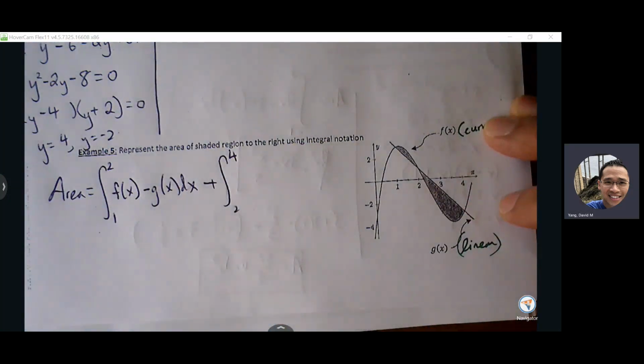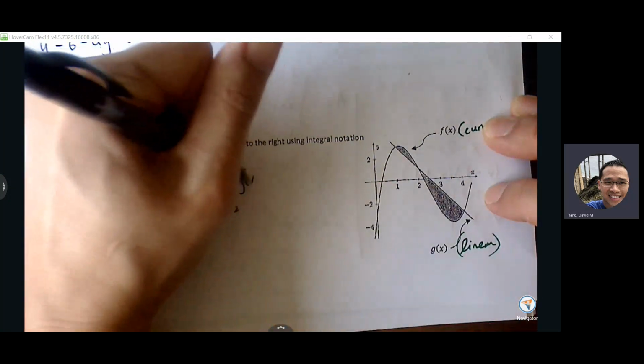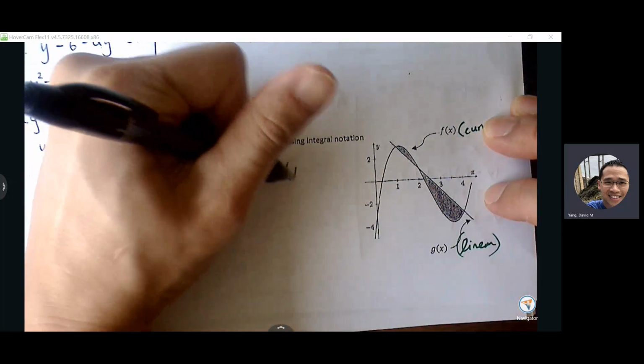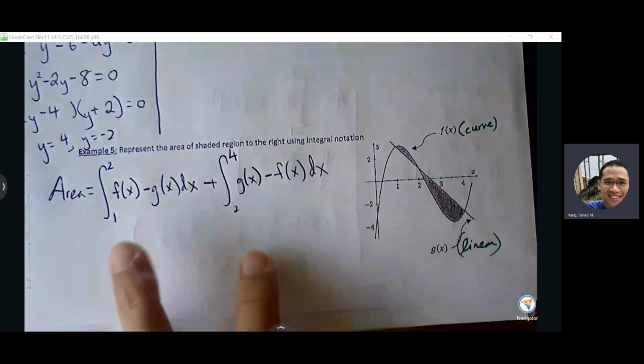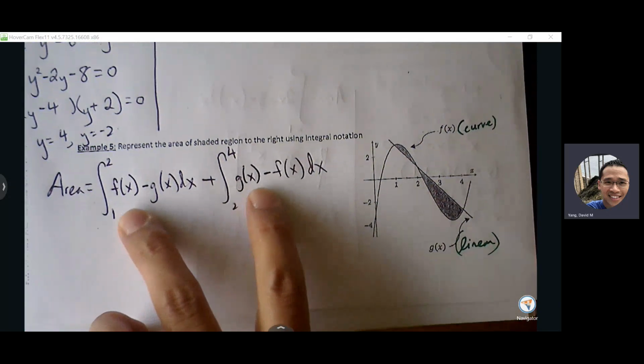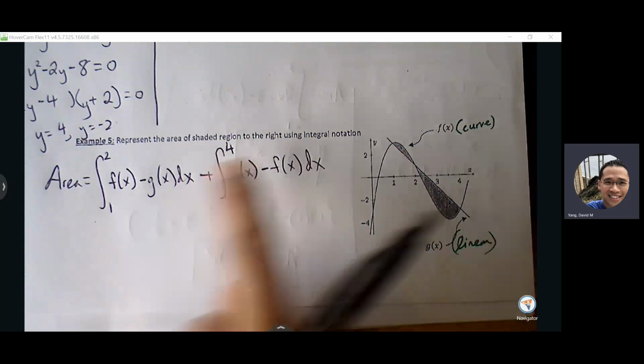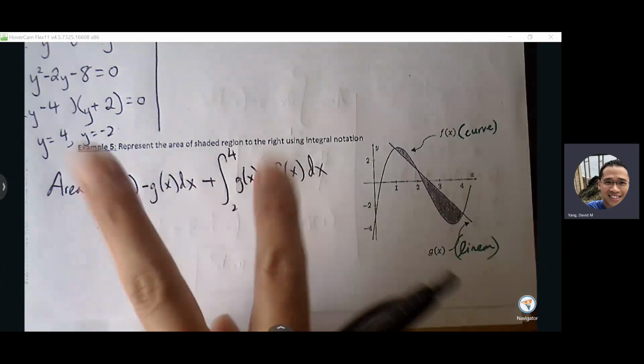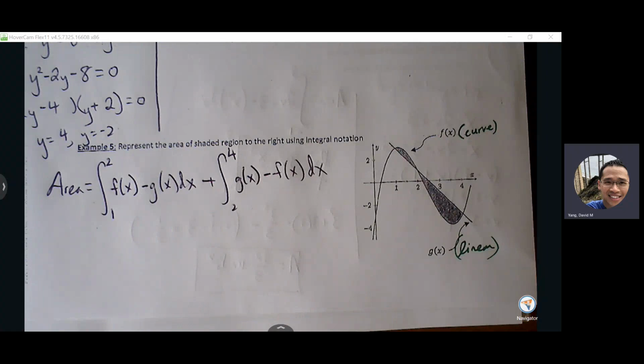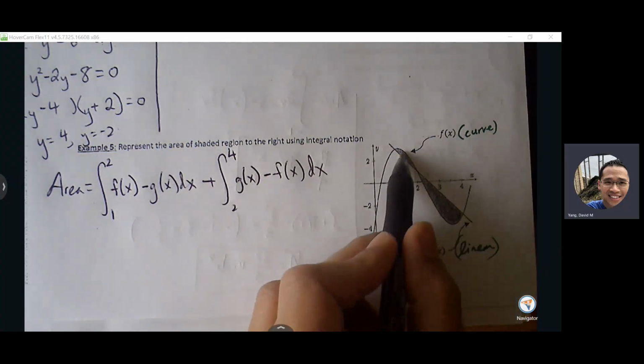Now my top graph is g of x. Bottom graph is f of x. So this will ensure that if we were to add the two areas together, this will give me a positive number. If I were to add these together, nothing will cancel out. It will give me the sum of these two actual areas.